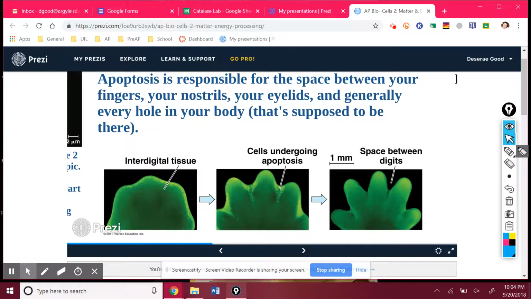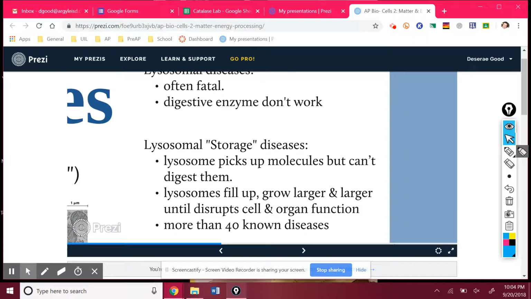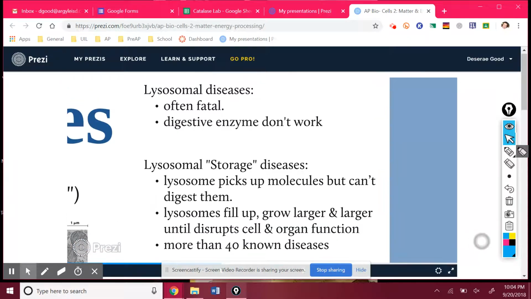Okay, so all that extra skin and why you actually have holes in your nostrils and holes in your ear canals, all of that is because of apoptosis. That's a good thing. So yay for lysosomes. Now, lysosomes, sometimes they don't work like they're supposed to.